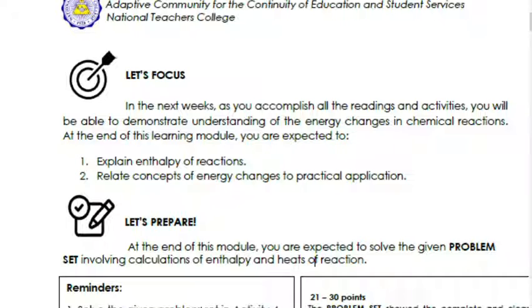In the next few weeks, as you accomplish all the readings and activities, you will be able to demonstrate understanding of the energy changes in chemical reactions. At the end of this learning module, you are expected to explain enthalpy of reactions and relate concepts of energy changes to practical application.